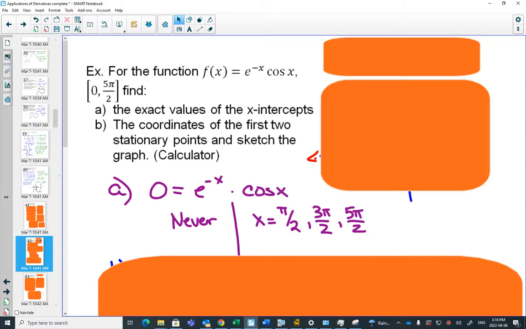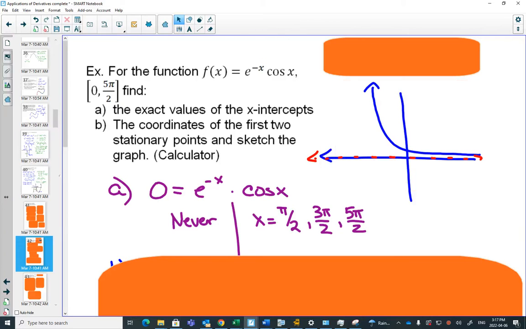Now, how do I know that e to the negative x is never equal to 0? Because I think of its graph. What does an e to the negative x graph look like? Like that. It approaches 0 but never equals 0. It's always positive.